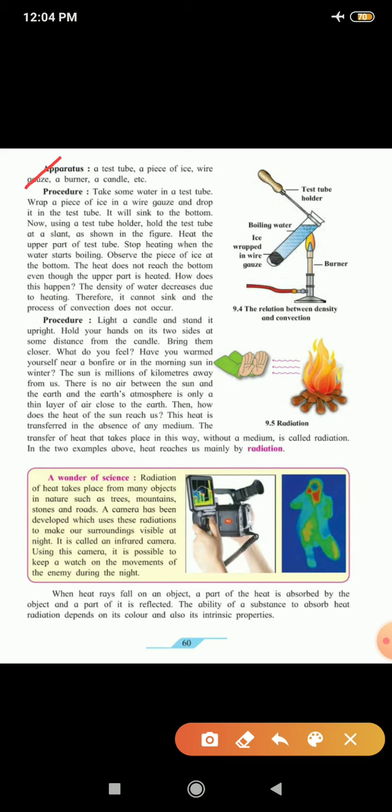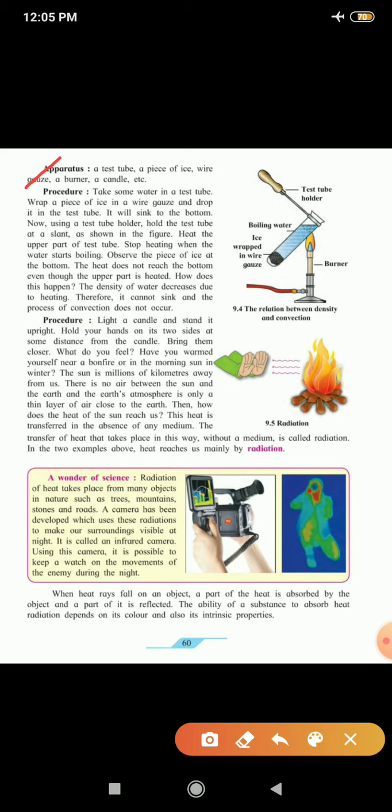Observe the piece of ice at the bottom. The heat does not reach the bottom even though the upper part is heated. How does this happen? The density of water decreases due to heating. Therefore, it cannot sink and the process of convection does not occur. So here in this experiment, the water at the top of the test tube is heated. It has become lighter, so it does not move down. So convection cannot occur here.